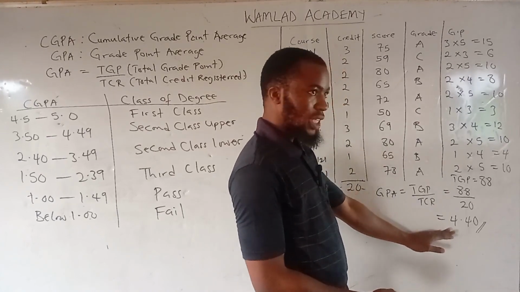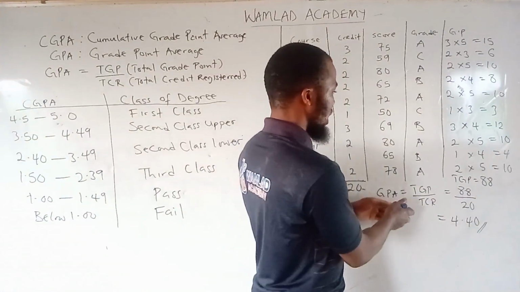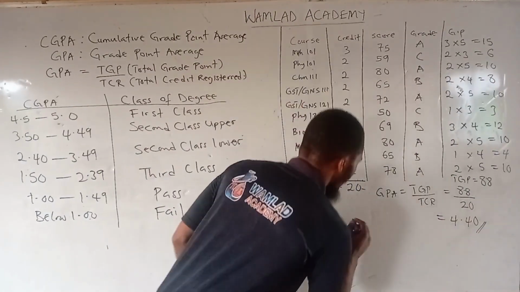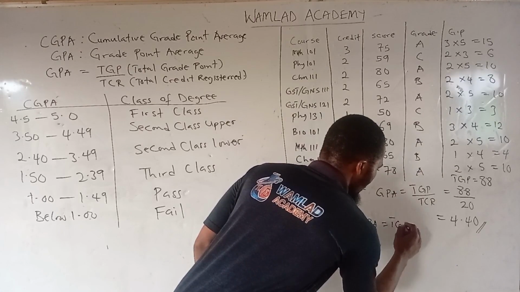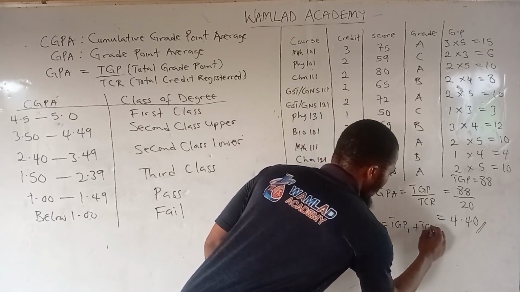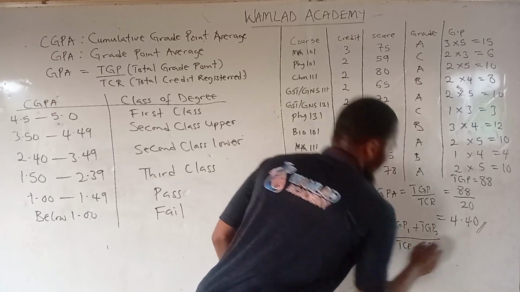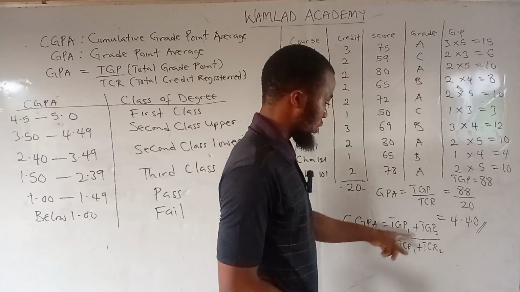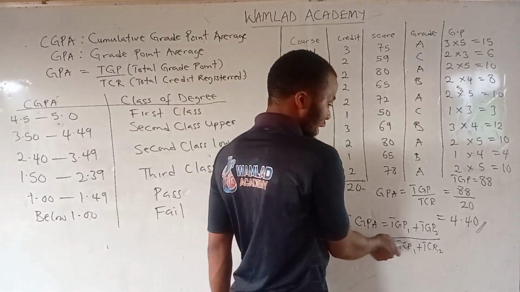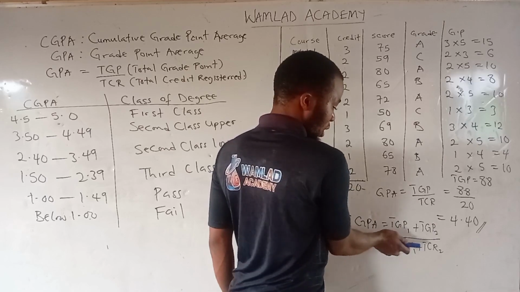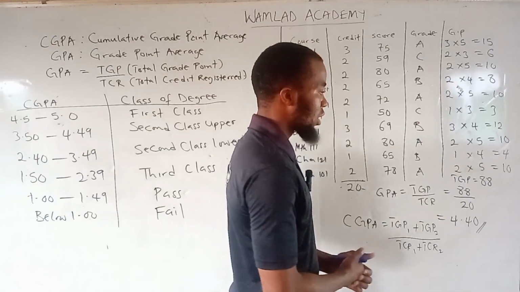You know GPA is for the semester. To know your CGPA is after you do your second semester exam and you still calculate like this. To know your CGPA is very simple. Just say your CGPA, which is cumulative, equals TGP1 plus TGP2 divided by TCR1 plus TCR2. So what I mean is that the TGP you get for the first semester, you add it to the TGP you get for the second semester. And after you add it, you now divide by the TCR of first semester plus the TCR of second semester. That's how you get your CGPA.